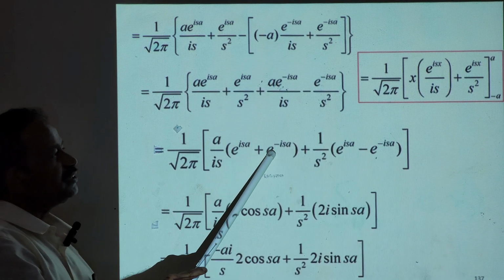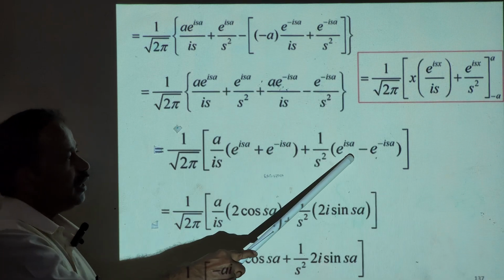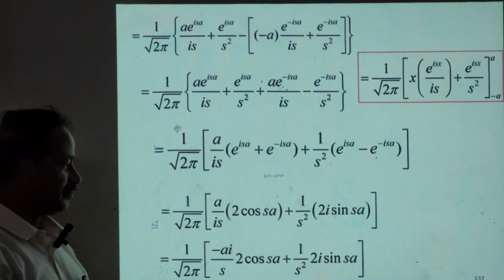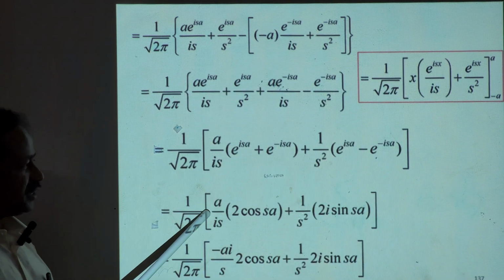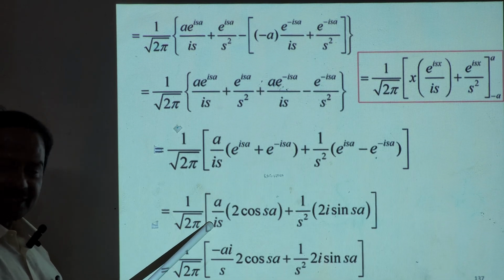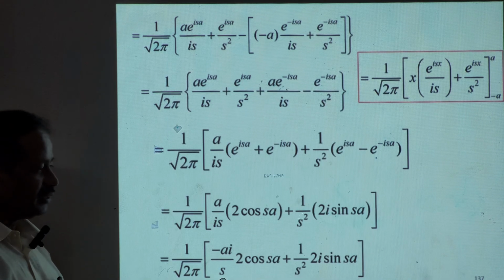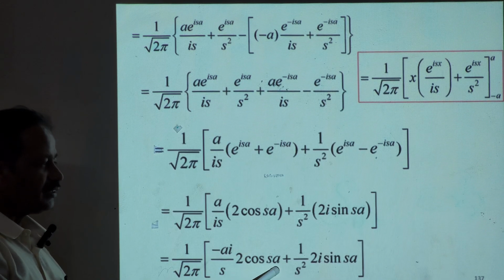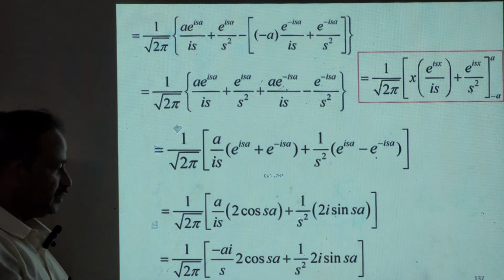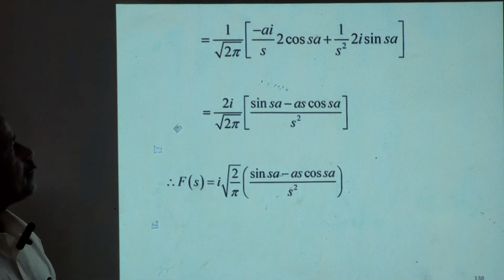Now e power isa plus e power minus isa is nothing but 2 cos sa, and this is nothing but your 2i sin sa. Okay, multiply and divide by i. Multiply and divide by i will give you i squared. a is there, i squared is minus 1. So minus a divided by s, 2 cos sa, plus 1 by s squared, 2i sin sa. So I have written the same thing here.